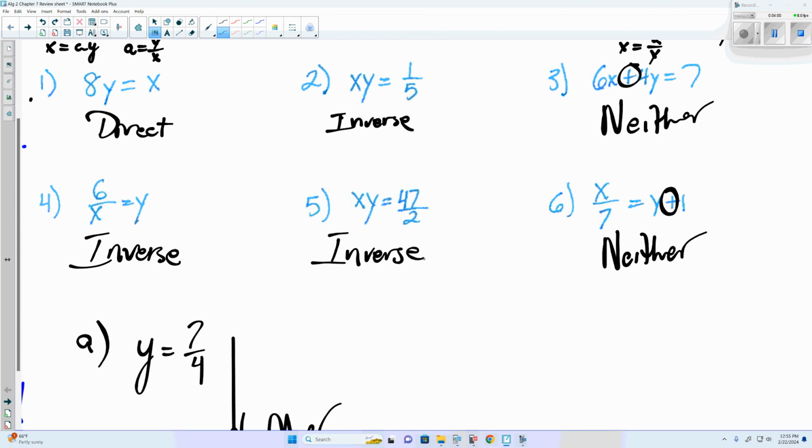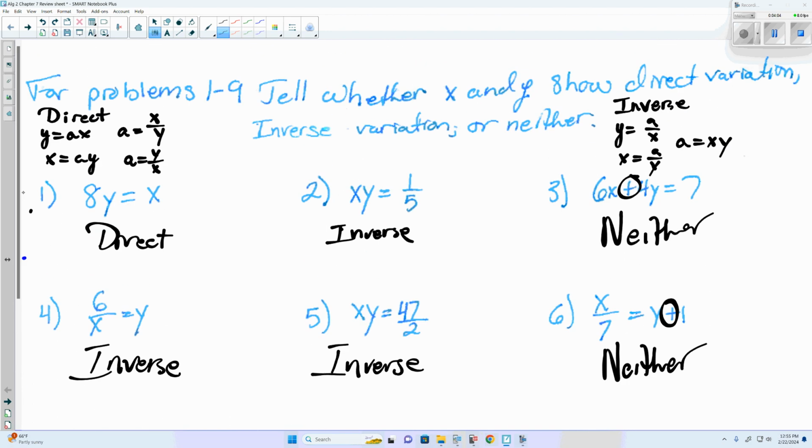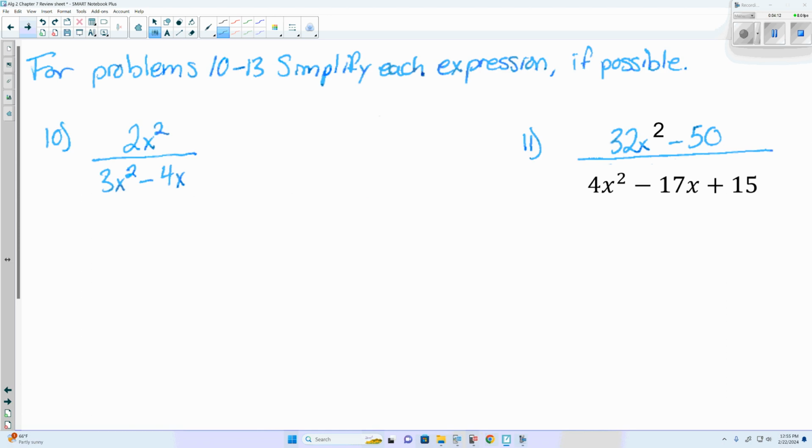Questions on 1 through 6? So having those forms written down will be helpful. I won't have them on the whiteboard for the test, so having them on your paper will be helpful. 7 through 9 is not on the test. On the full review video, I did go back over how to do those, but they're not going to be on the test, so we're not going to spend time on them here.